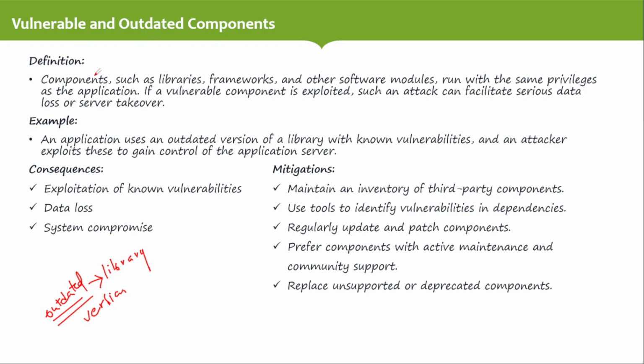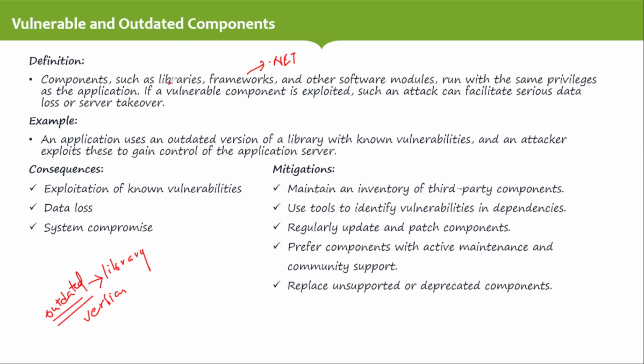This all comes under components such as libraries, frameworks, like the .NET framework, and other software modules, which run with the same privileges as the application. How does the application have the privilege? With the same privilege, all these libraries, frameworks and other software modules also run. So if a vulnerable component is exploited, such an attack can facilitate serious data loss or server takeover. This is known as vulnerable and outdated components.